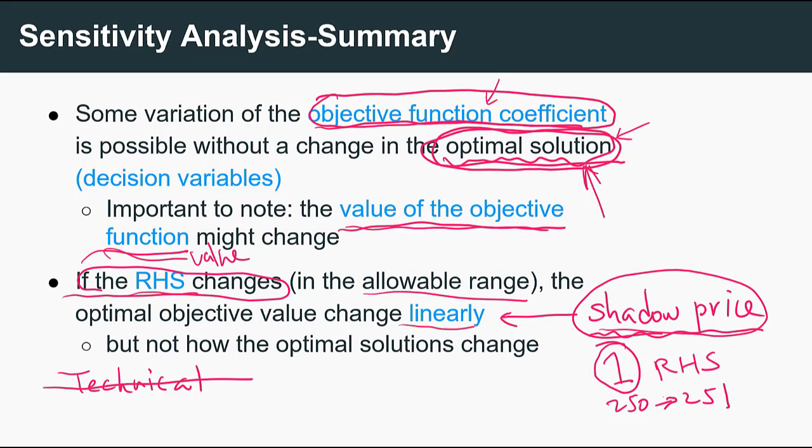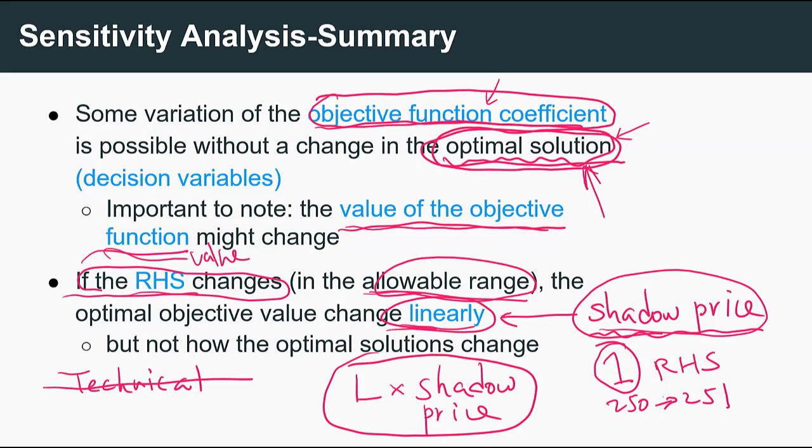So if you change this length by L units and make sure that your new right-hand side value is still within the range, then the change in your objective function value is L times your shadow price. That's why we say it's changing linearly, because this is a linear relationship. However, based on the sensitivity report for the right-hand side values, or for the constraints, you cannot tell how the optimal solutions change. And we did show this in the lectures.